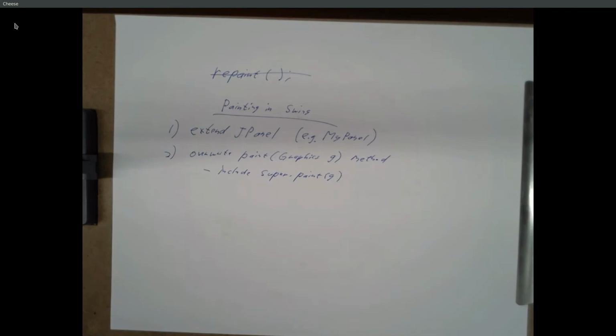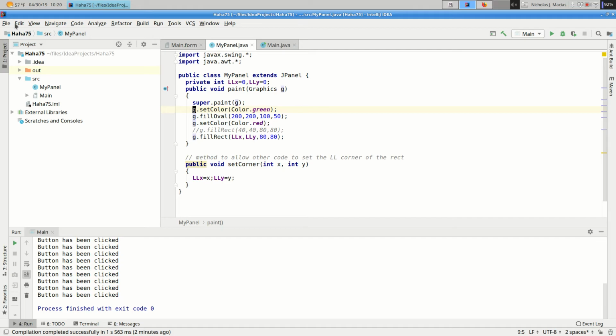I think we did this in the afternoon class, but not in here. I added a statement in here which says super.paint. Okay, remember this is a keyword which refers to myself. Super is a keyword which refers to the thing which I extended. Since my panel is an extension of JPanel, super refers to basically the JPanel class.